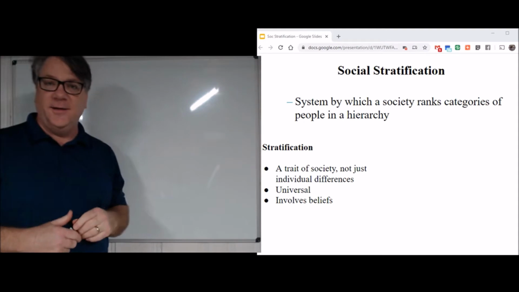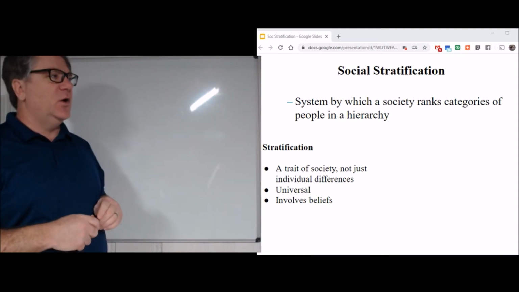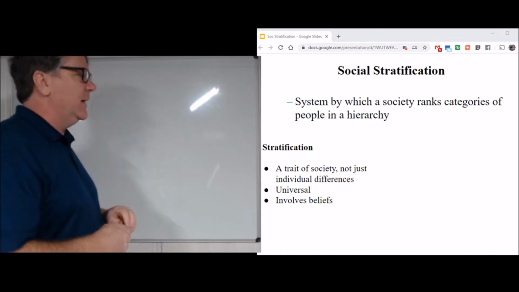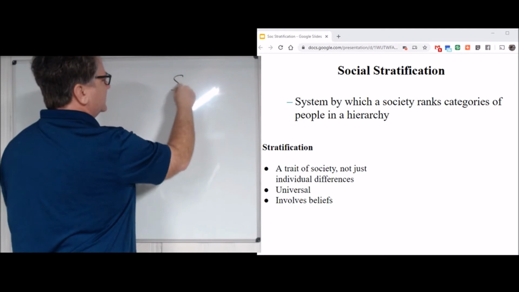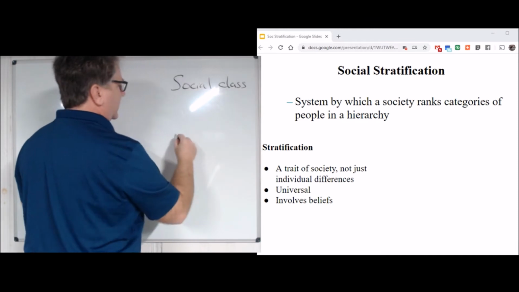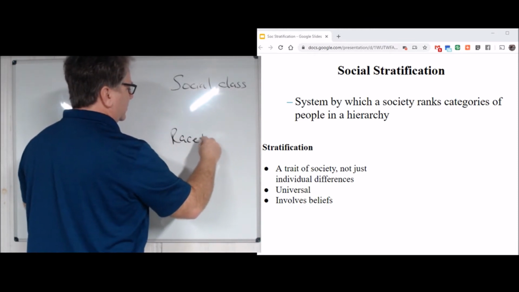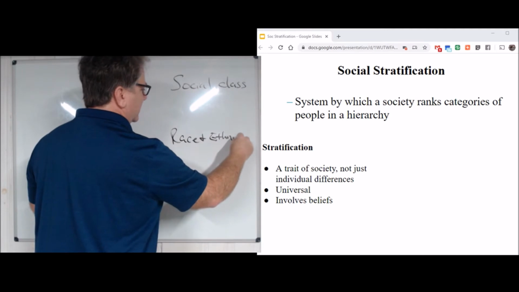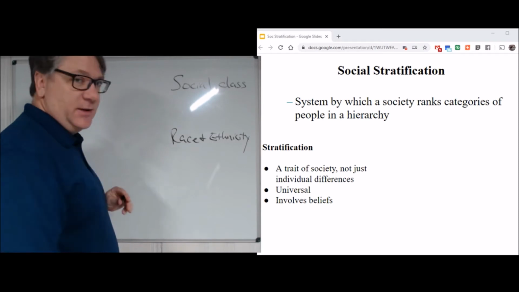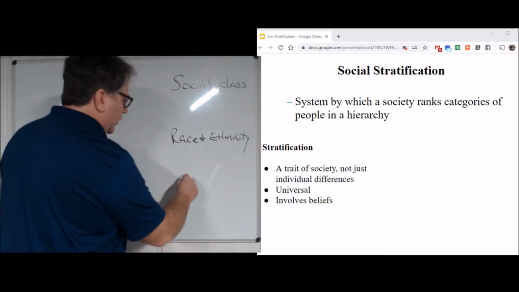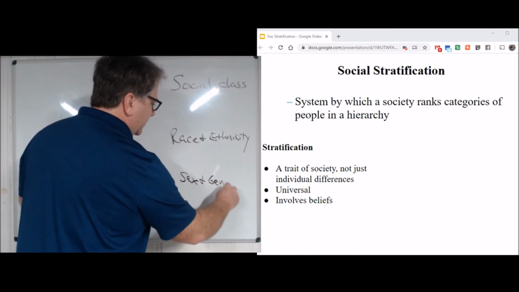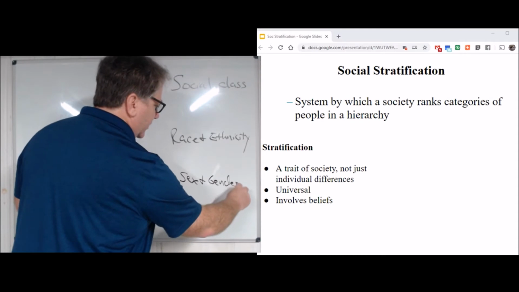So we have a dry erase board. When we talk about stratification, we're talking about social class and race and ethnicity. I will do my best to write legibly. We also are talking about sex and gender. And those are going to be the major topics that we're going to cover, as I mentioned, the next several weeks.